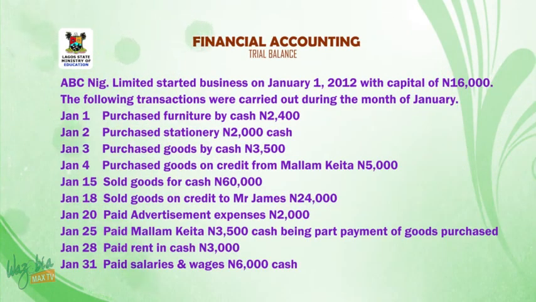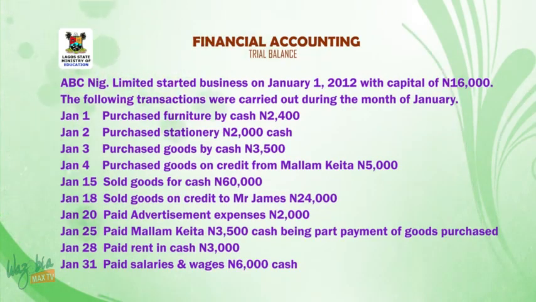January 1, purchased furniture by cash 2,400. January 2, purchased stationery 2,000 cash. January 3, purchased goods by cash 3,500. January 4, purchased goods on credit from Malam Kaita 5,000 naira. January 15, sold goods for cash 60,000 naira.